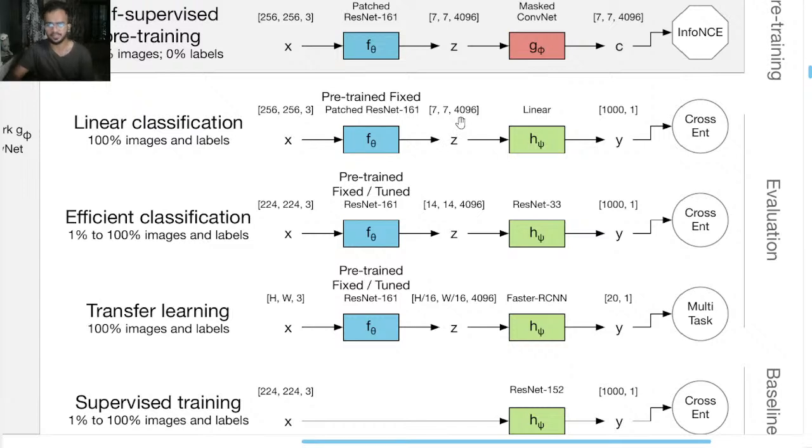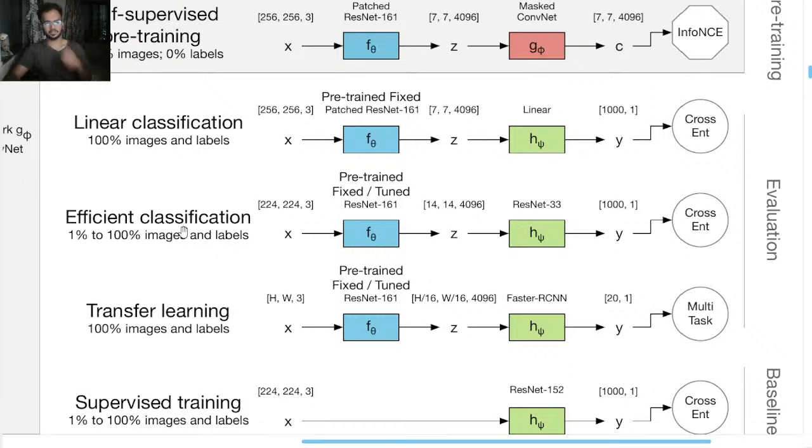You just take the 7 by 7 by 4096 matrix, and then you pass it through a model which outputs a 1000 by 1 dimensional vector, because this is an ImageNet task. Then you run it through a cross entropy loss and you train just this linear model. This is one way of achieving some accuracy, and we'll see the metrics as we go through the paper.